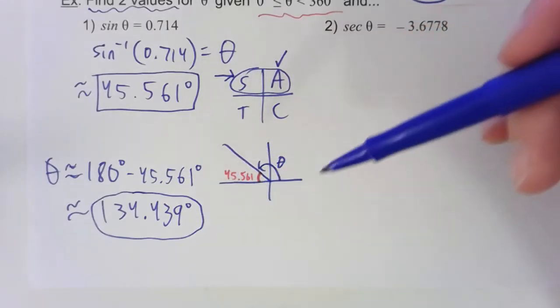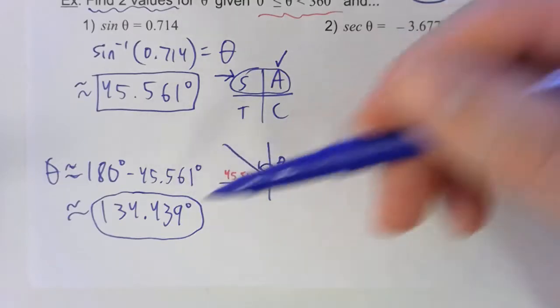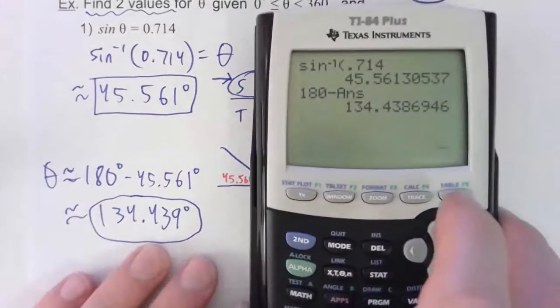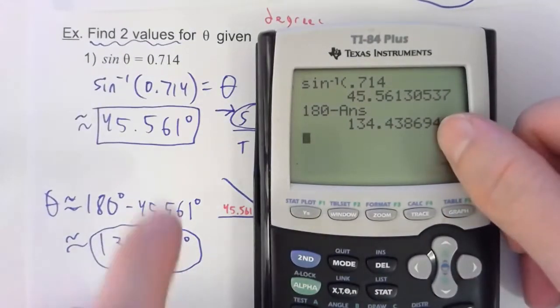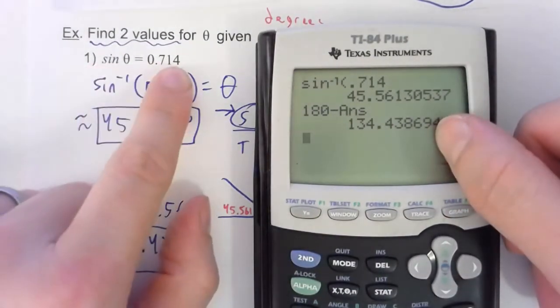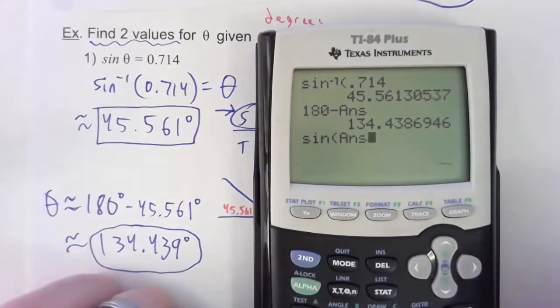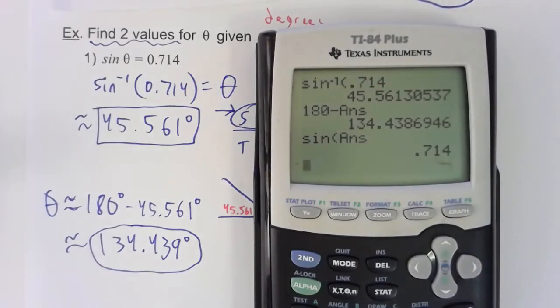Now on these, sometimes people get a little bit mixed up if it's 180 plus, 180 minus, 360 plus, 360 minus. The nice thing is it's really easy to check. How do we check our answer? Well, what we're trying to find is an angle that had a sine of 0.714. So how about we find the sine of our answer, and it's 0.714. So we know we got it right.